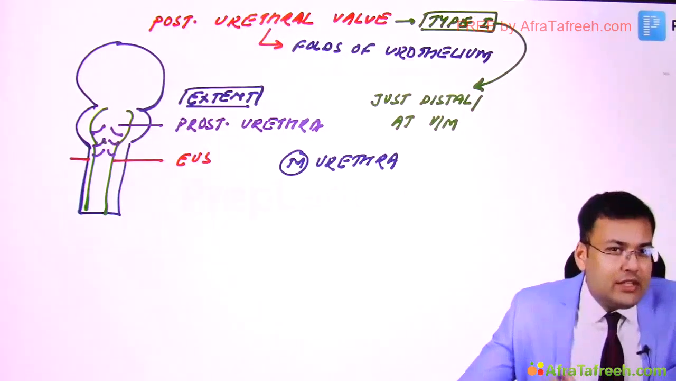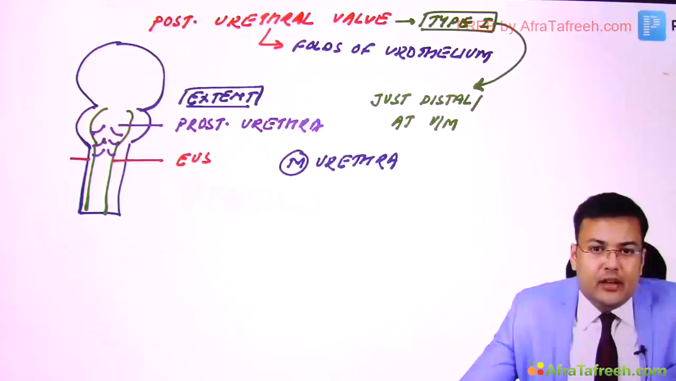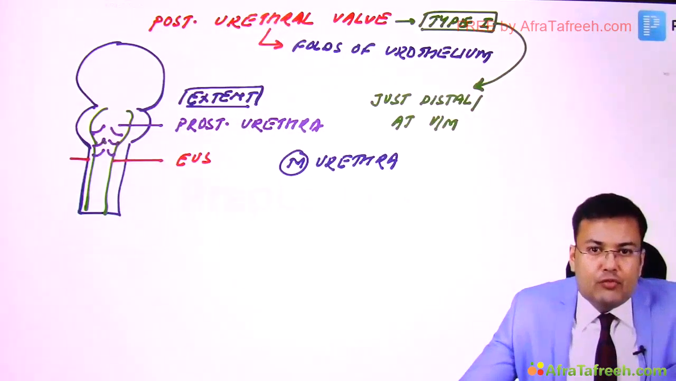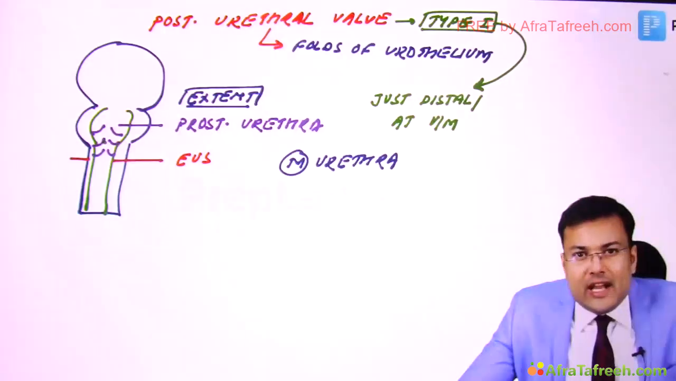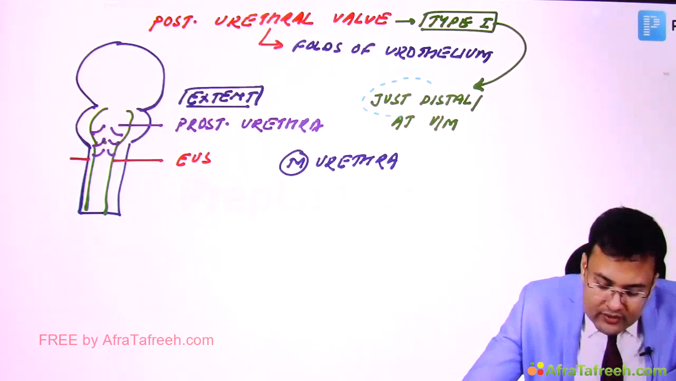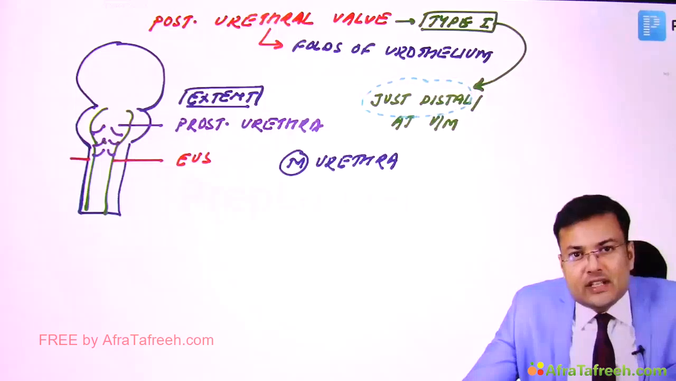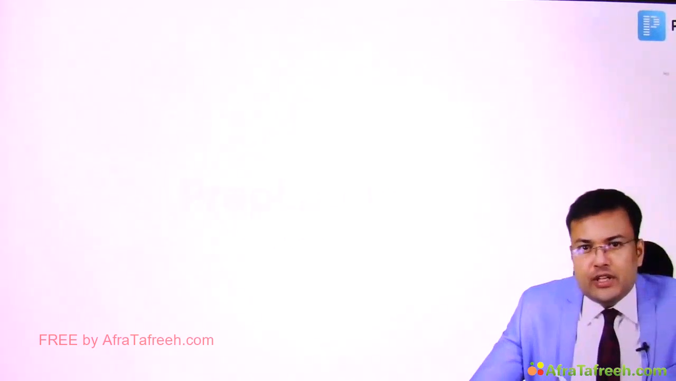Now see, once this question was asked, and in the question both options were there: what is the most common site of posterior urethral valve, one option was just distal to verumontanum and the second was at verumontanum. So which one you will choose? If both of these are mentioned, you are going to choose just distal to verumontanum. Now see, what are the problems in posterior urethral valve?